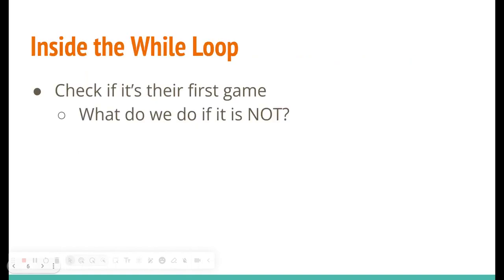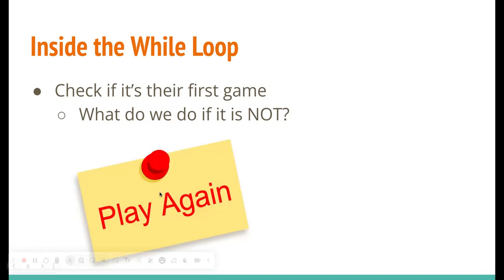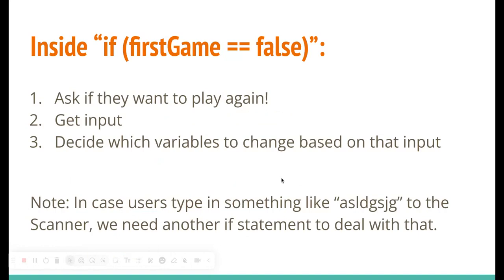Alright, so inside the while loop, we're going to check if it's the first game, using the first game boolean variable. And what do we do if it's not? We play again. So if first game equals false, then we ask if they want to play again, we get their input, and we decide which variables to change based on that input. And just a note, in case some users type in something crazy like a bunch of gibberish to the scanner, we need another statement to deal with that.